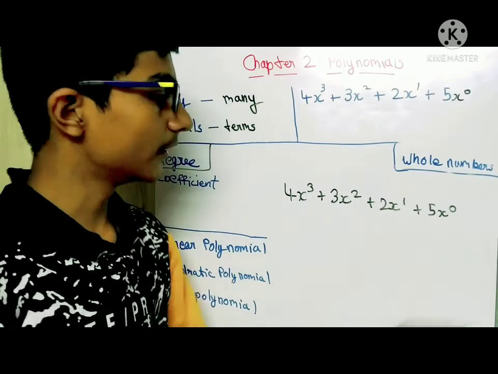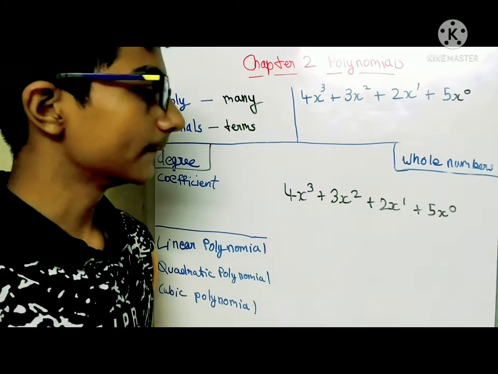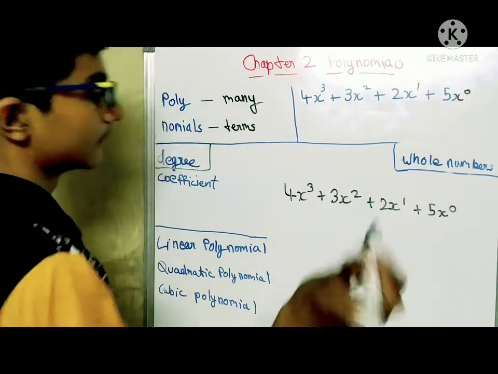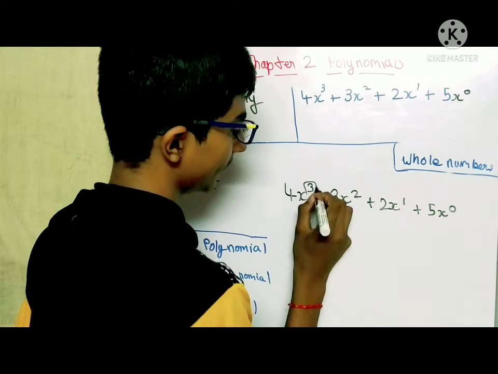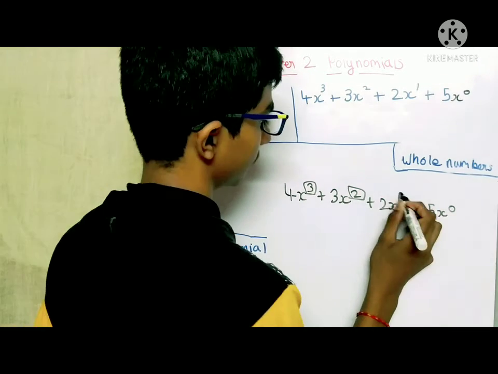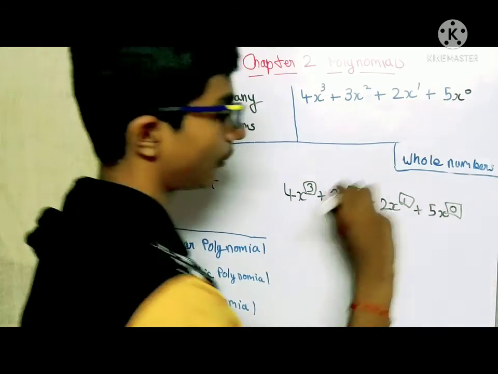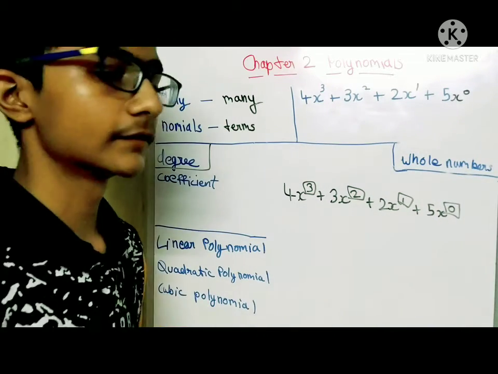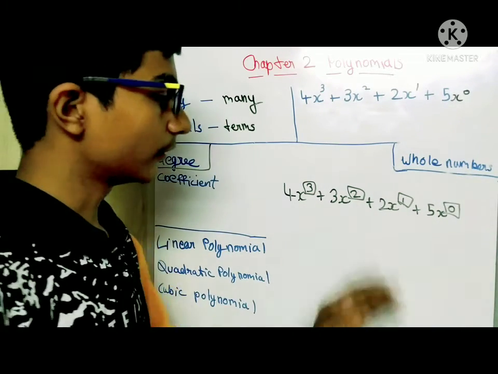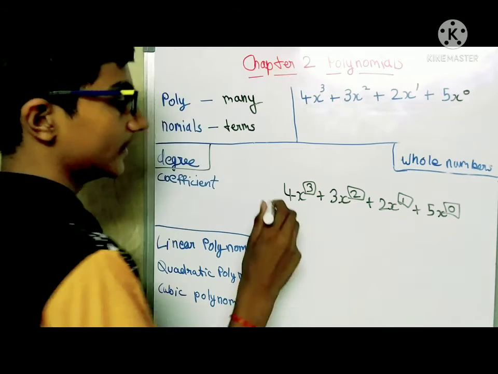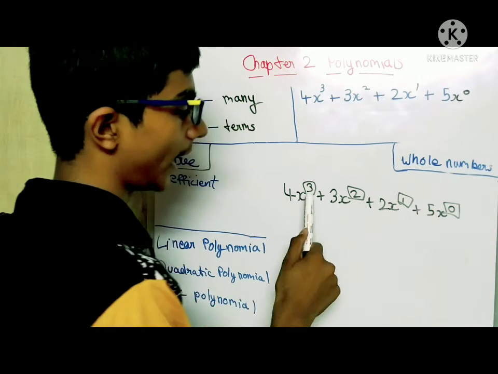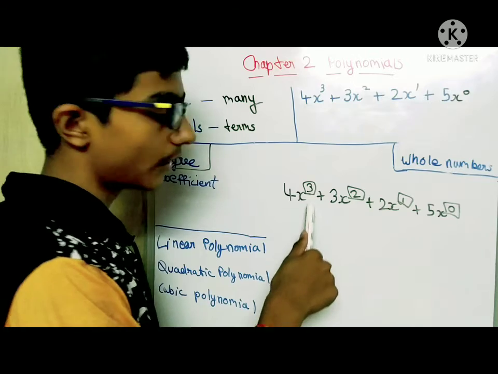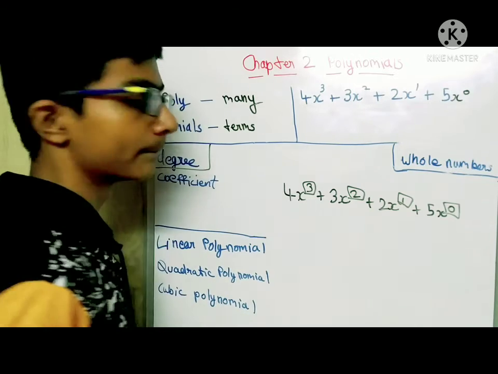Now in here, can you identify the degree? The word degree gives you an instinct that it could be this or this or this or this, or all of these or none of these. The degree is one of these, but which? In an equation, the highest power which you have given is called the degree.